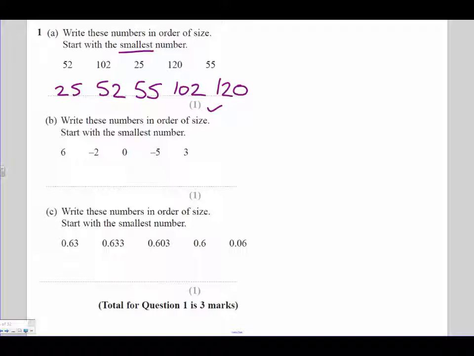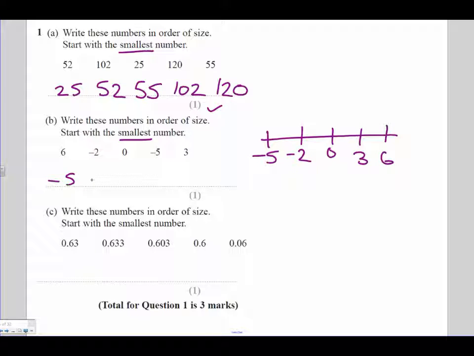The next question is asking you to arrange numbers in order of size, starting again with the smallest, but this time they've introduced negative numbers. So do you understand the negative numbers on the number line? So -5 is the smallest number that we have in our list, with -2 next, then 0, then it would be 3 and 6. So the order is -5, -2, 0, 3, then 6.